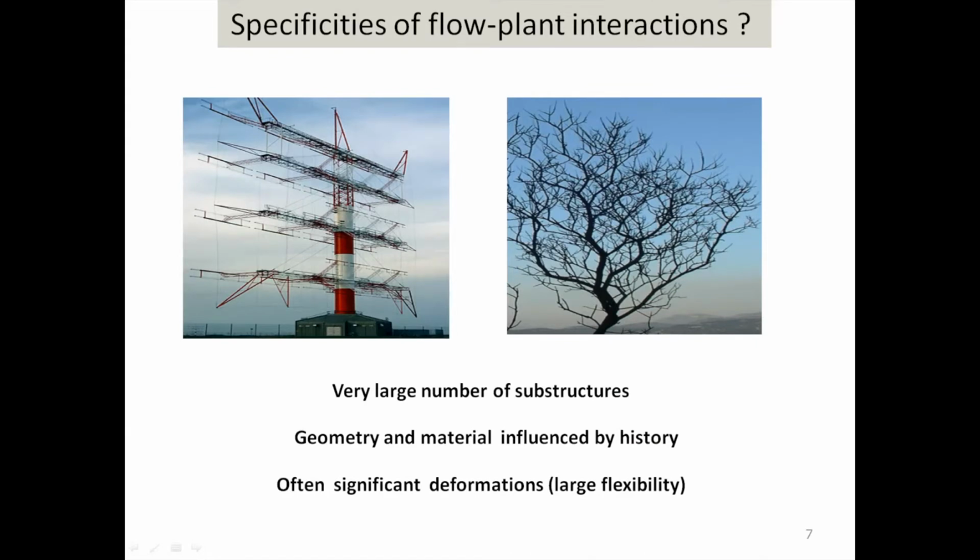So actually, is there anything specific in terms of flow-plant interactions? From a solid mechanics point of view, the plant here, I just illustrated a tree and an antenna, usually has a very large number of substructures and a variety of organs. Some engineering-made structures do have the same, but often not so complex. Maybe the second point is quite important: the plant has grown on site, and so it is strongly influenced by what it has seen as it grew. Essentially, the geometry, the material, and the characteristics are really site-dependent.